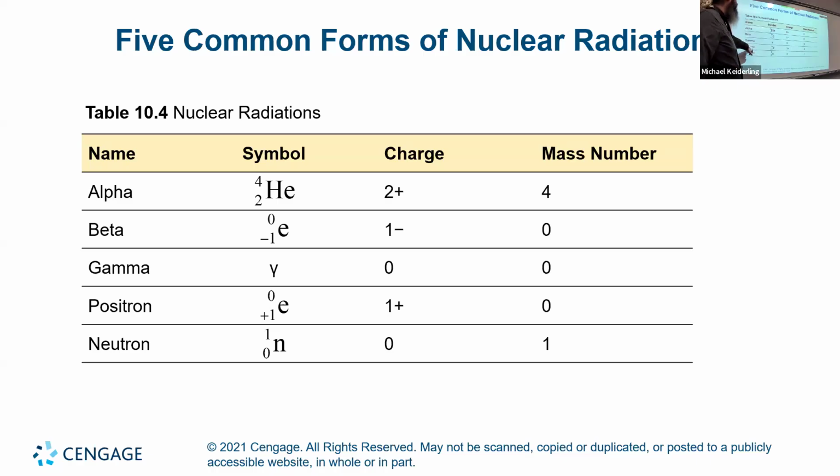So you can also have beta decay where, so we talked about a neutron turning into a proton. You can also have the opposite happen. That emits a positron.